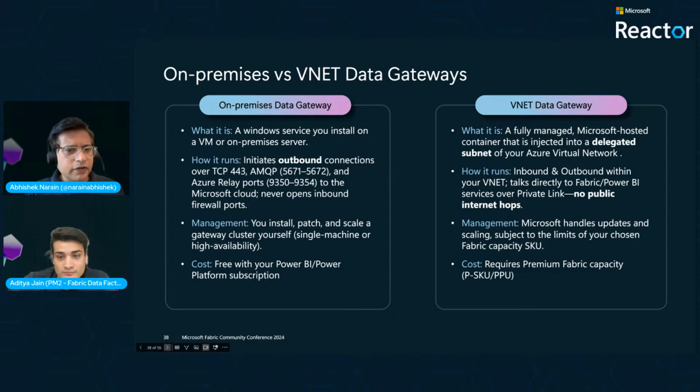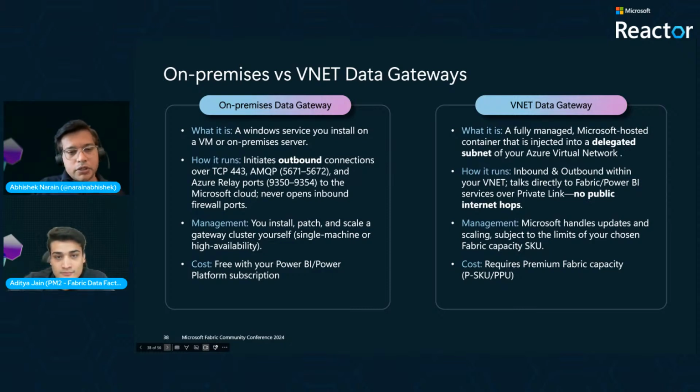Cost, yes, it's free of cost. You pay for the workload that you run, like pipelines or data flows. In case of VNET data gateways, it does require a Fabric capacity. But in some sense, you're still paying for the VMs for the on-premises data gateway unless you're running it on a local machine, right?